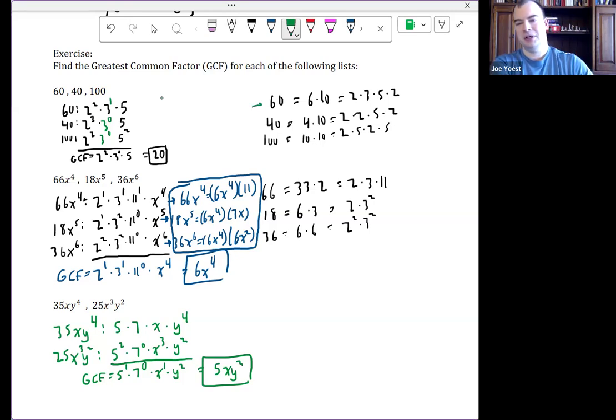And of course, 60 can be written as 3 times 20, 40 as 2 times 20, and 100 as 5 times 20. So we see it's a common factor to all three, and nothing bigger than 20 would still be a common factor of all three, 60, 40, and 100.